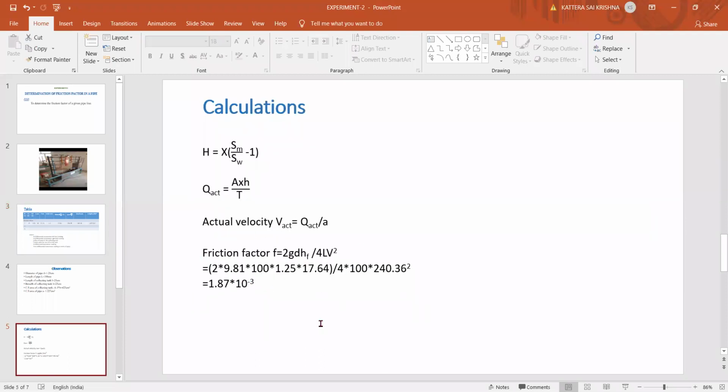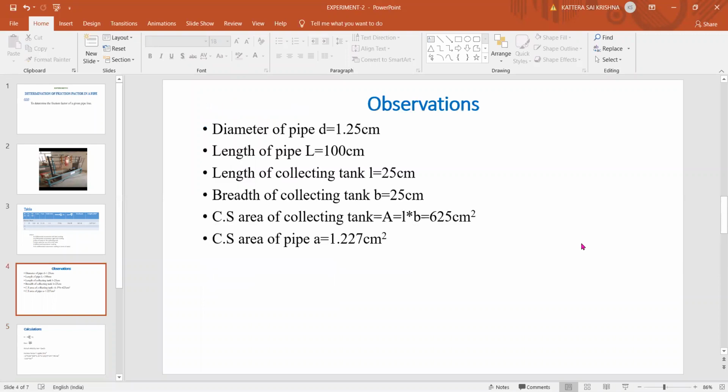Friction factor F equal to. Remember always this G value you need to keep into 100 because G always you're taking 9.81 meter per second square. That meter you are converting in terms of centimeter. So 1 meter equal to 100 centimeters, so that's why we are getting 100 into here. Remember that. Otherwise you write here G equal to 9.81 into 100 centimeter per second square. So finally you'll get one number without any units. This is friction factor. F equal to 1.87 into 10 power minus 3.